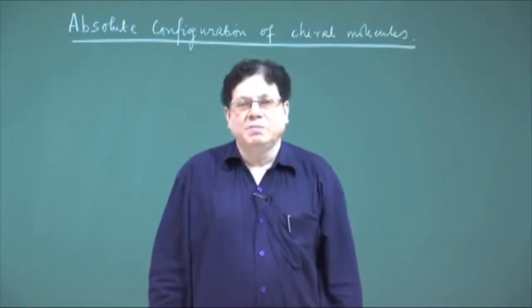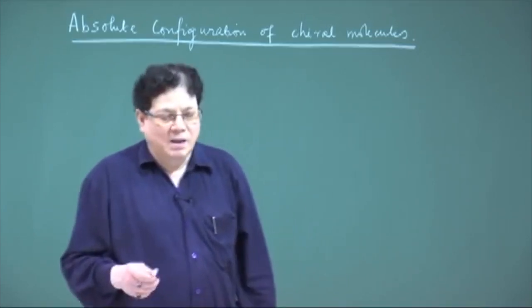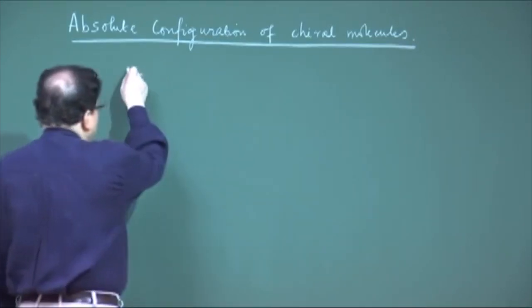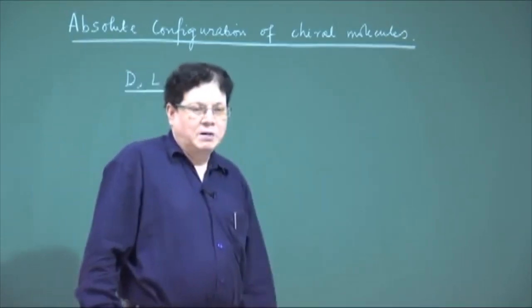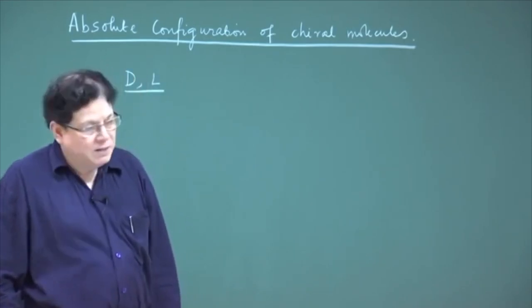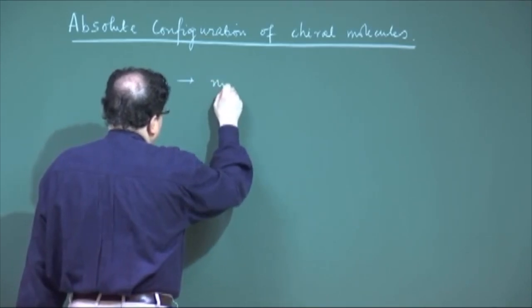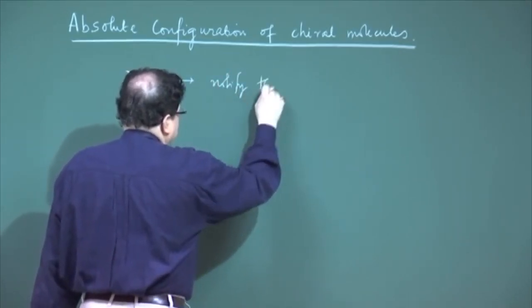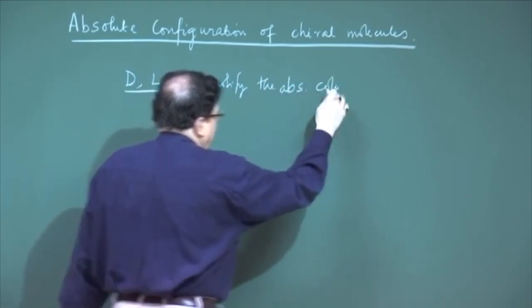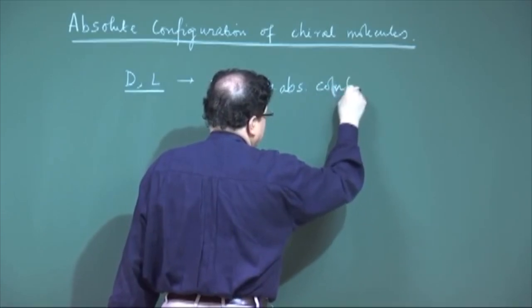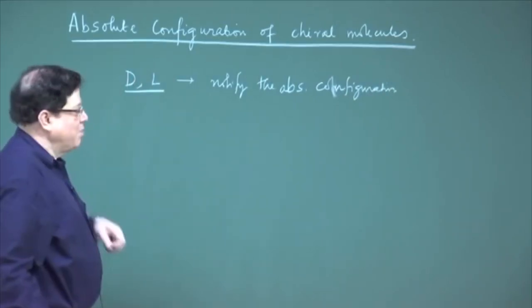Okay, last time we discussed the absolute configuration of chiral molecules, and we introduced the first system, called the capital D and capital L system. This is a system to notify the absolute configuration. I again remind you what absolute configuration is: it is the absolute arrangement of the groups in three-dimensional space. So, DL was the starting point.